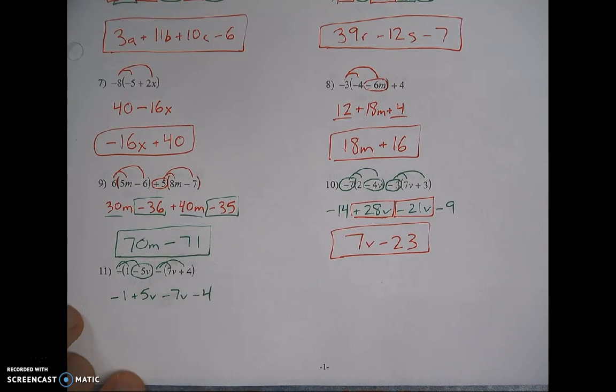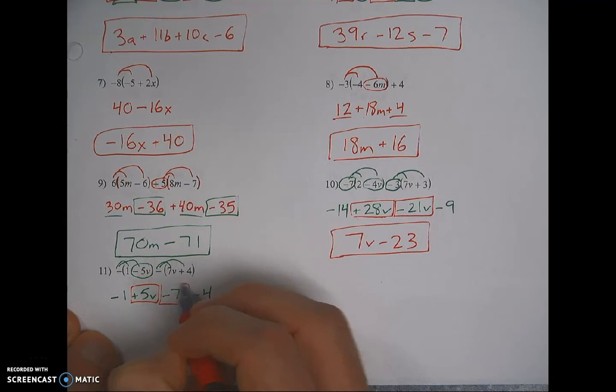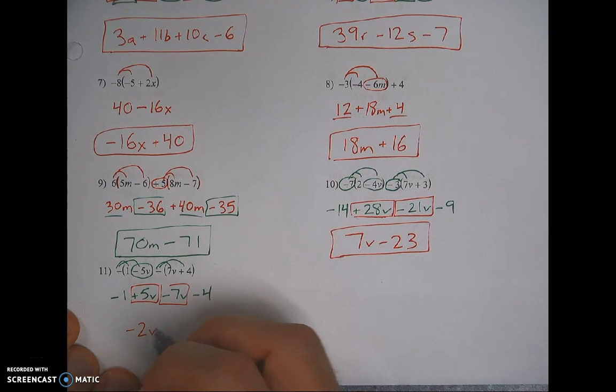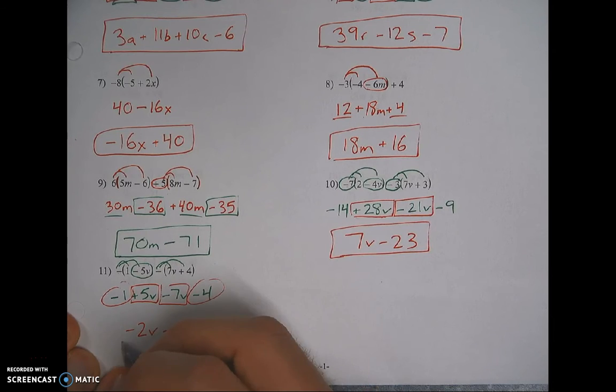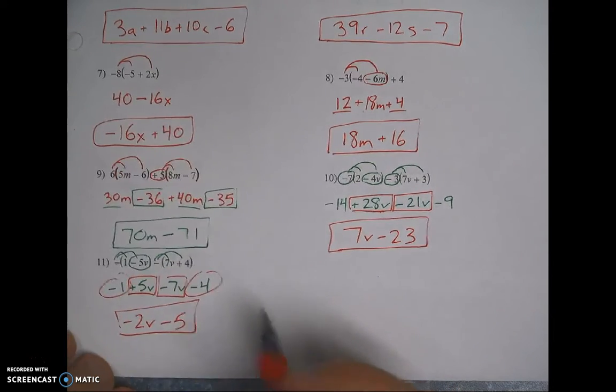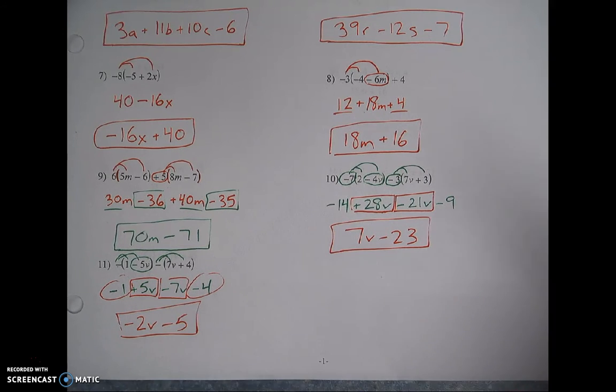So now I need to finish this off. I need to combine like terms. These go together and get me negative 2v, and then this goes together and makes a negative 5. Okay, so when you see these negatives or minuses, they count as a negative 1, and they can be distributed to all the terms on the inside just like any other number.